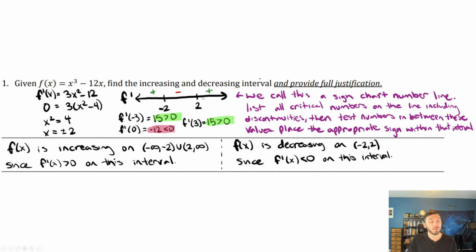Anyways, what's a number in between -2 and 2? 0, I like that number. I plugged it into the derivative, I got -12. So I'm decreasing, my original function is decreasing. The derivative is negative, so the function is decreasing. Whereas in the first interval, the derivative was positive, so the function was increasing.